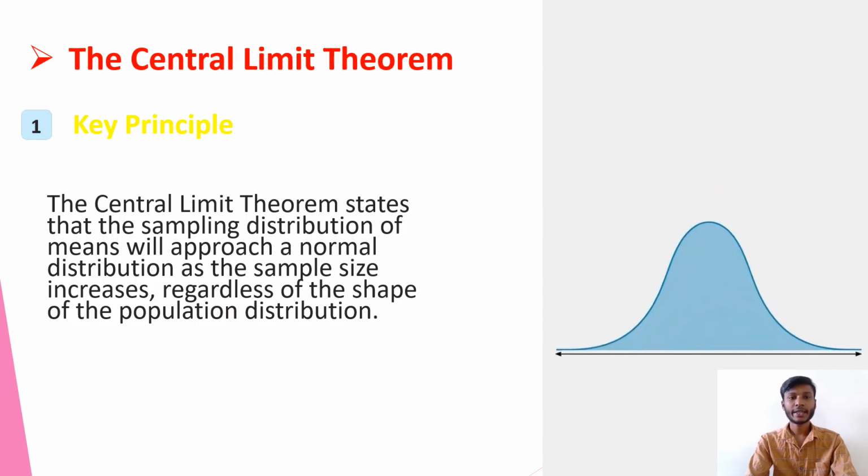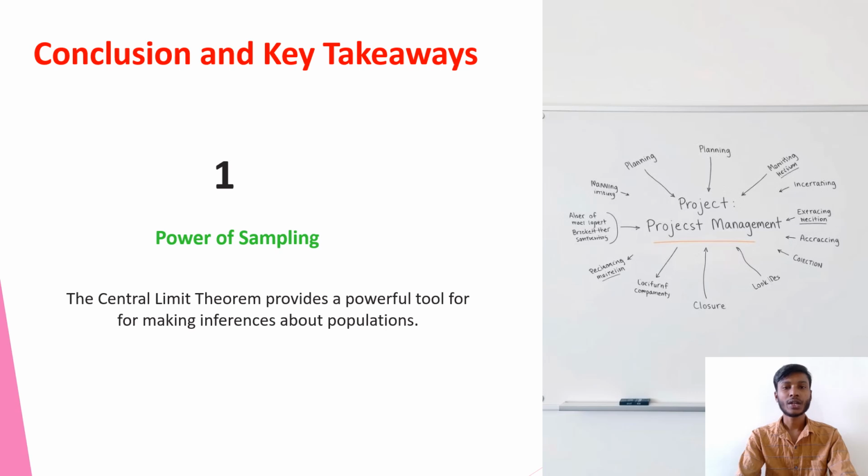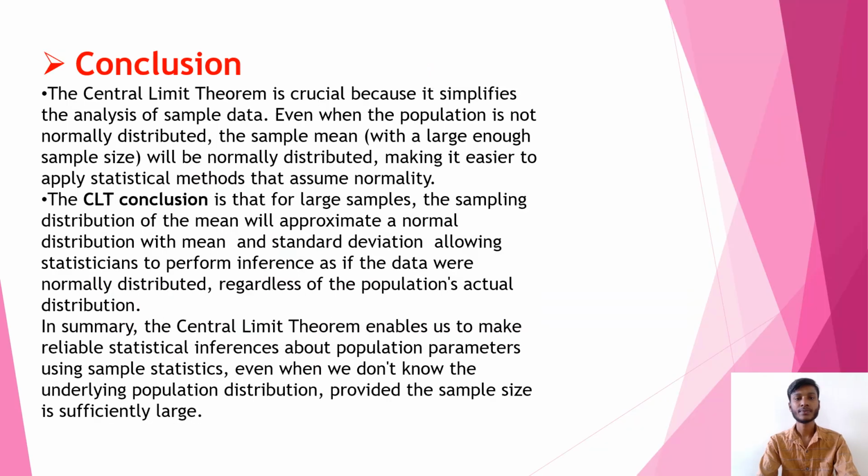The central limit theorem, key principle. The central limit theorem states that the sampling distribution of the mean will approach a normal distribution as the sample size increases, regardless of the shape of the population distribution. Conclusion. The key takeaways. Power of sampling. The central limit theorem provides a powerful tool for making inferences about populations.